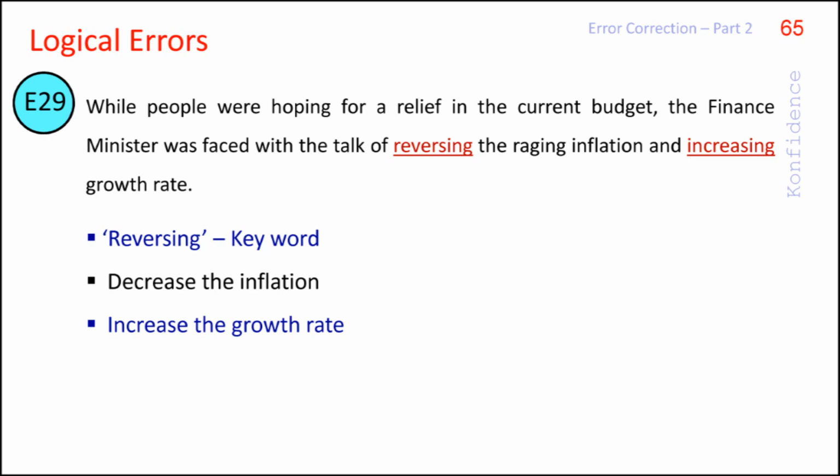So to make this sentence logical, replace the word increasing with slowing. When you try to reverse the slowing growth rate, you are actually speeding up the growth rate. This is logical and sensible.